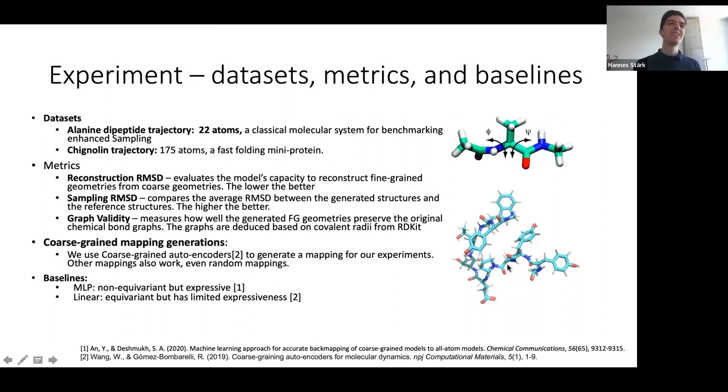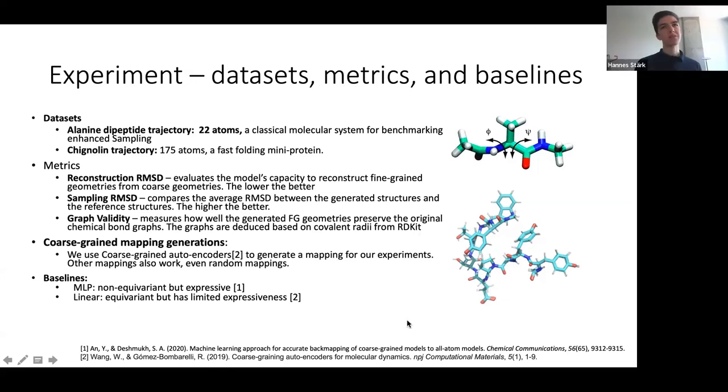Why is the sampling RMSD, if we compare the RMSD of the generated structures and the reference structures, better if it's higher? Oh, so it simply means that the model can generate geometries that look different from your reference. So it's like a diversity measure. Yeah, it's some measure of diversity, basically.